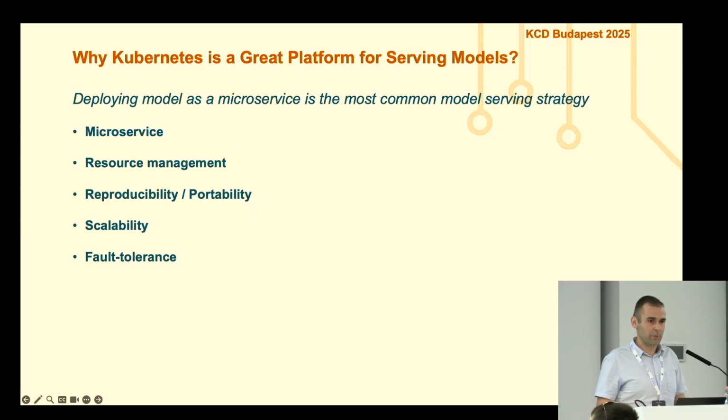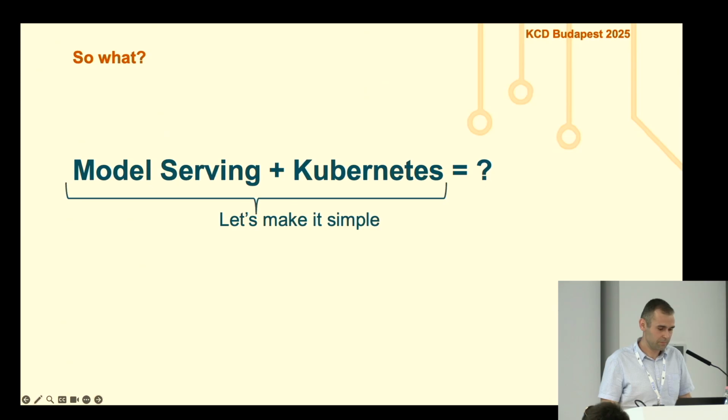It provides reproducibility and portability with YAMLs in a cloud-agnostic way. It provides horizontal scaling features for both CPU and GPU workloads. It's fault tolerant as well, resilient to outages with minimized downtime. So these are the main points why Kubernetes is a great platform for serving models.